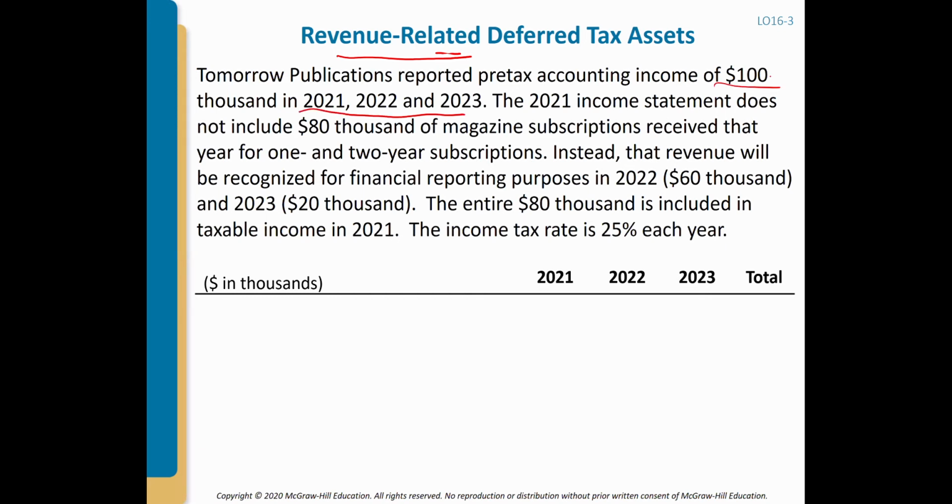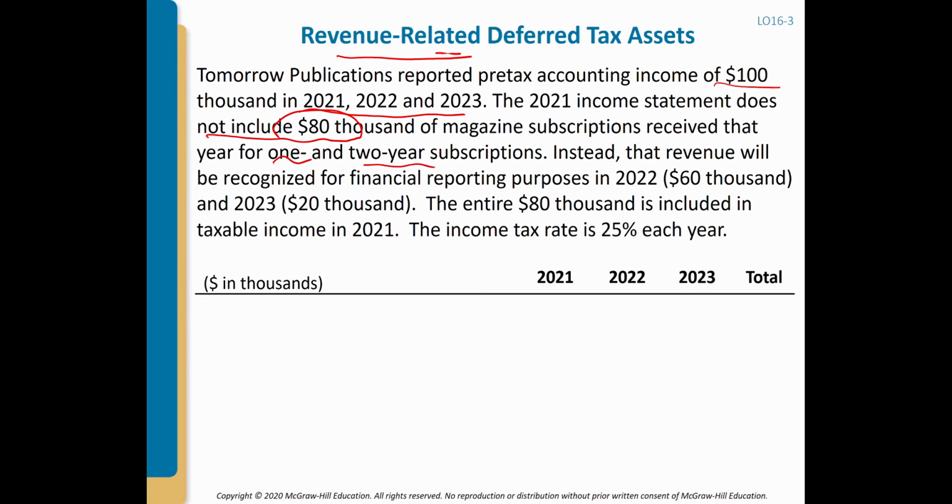And then the 2021 income statement does not include $80,000 of magazine subscription received that year. So this subscription is for 1 year or 2 years. So you receive those $80,000 magazine subscription. Those $80,000 will become our revenue, but not right now, right? Because we call that deferred revenues, deferred magazine subscription revenues.